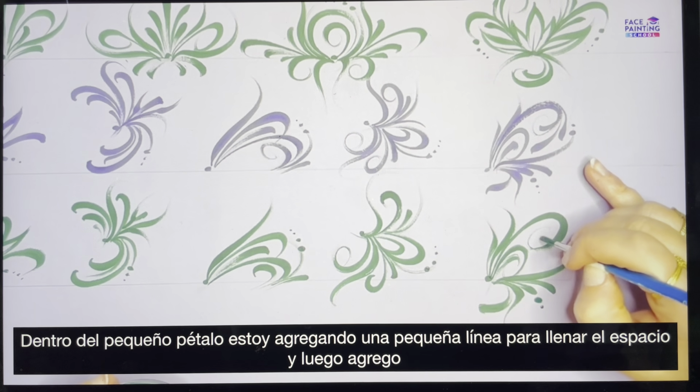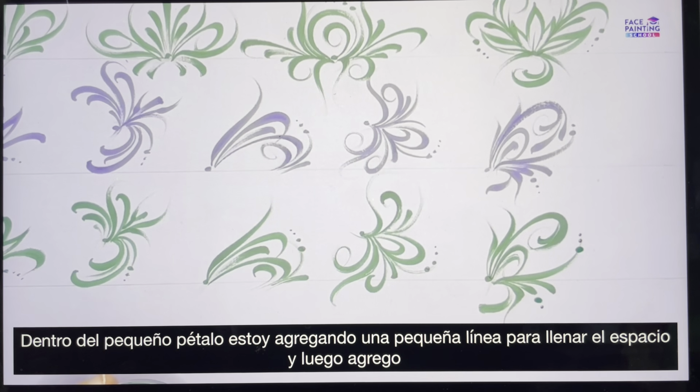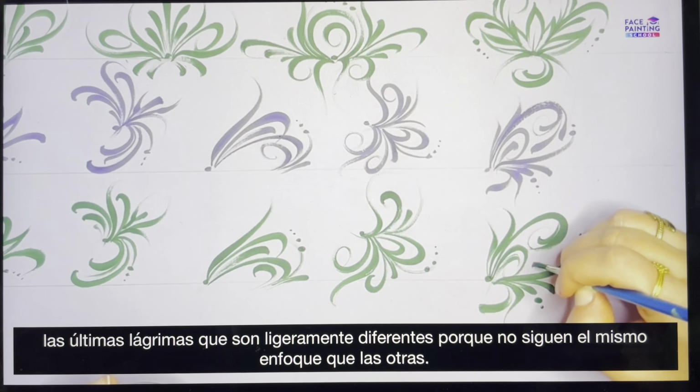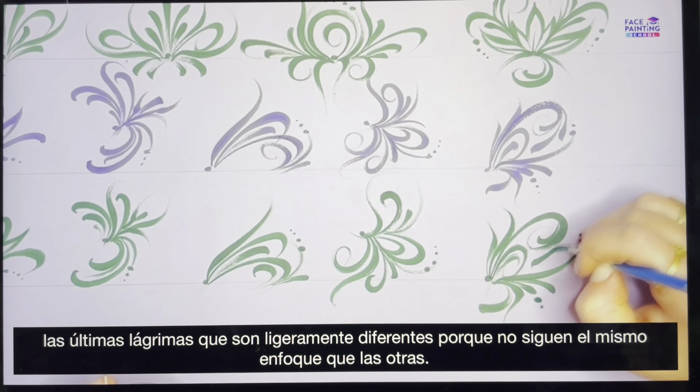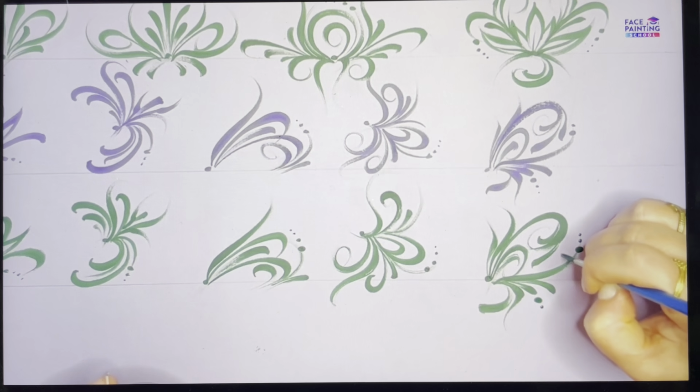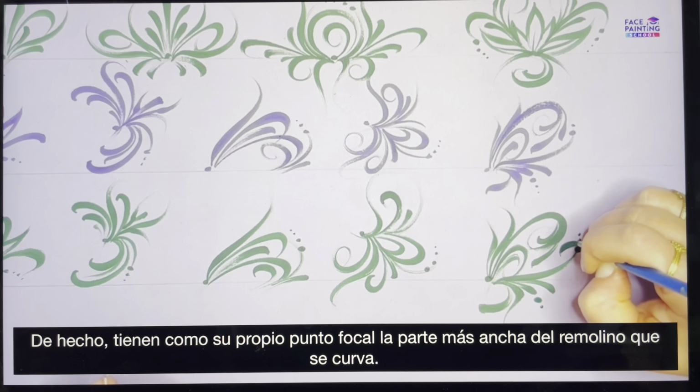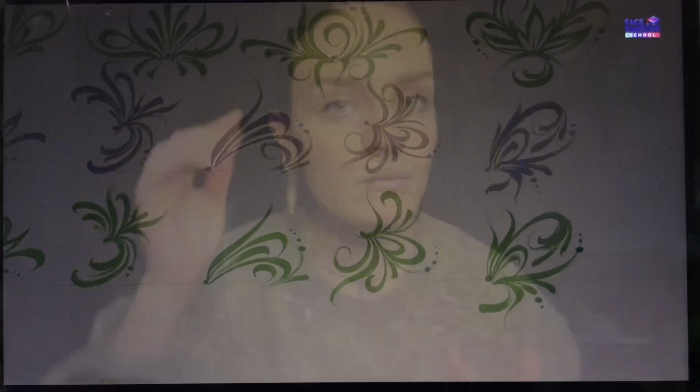Inside the little petal, I'm adding a little line to fill the space, and then I add the last teardrops, which are slightly different because they don't follow the same focus as the others. They have in fact as their own focal point the wider part of the swirl bending.